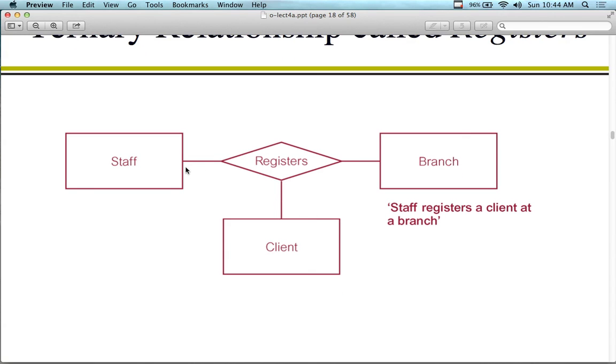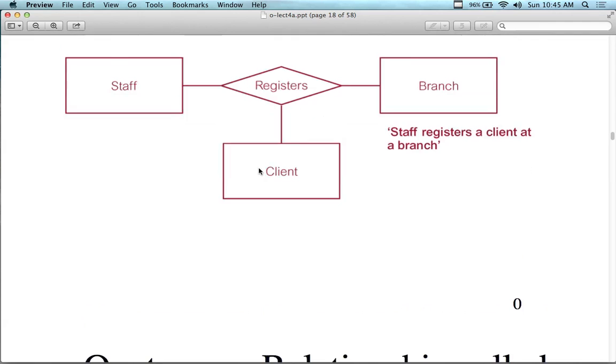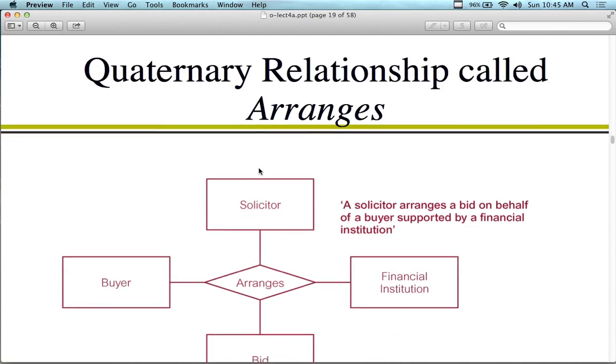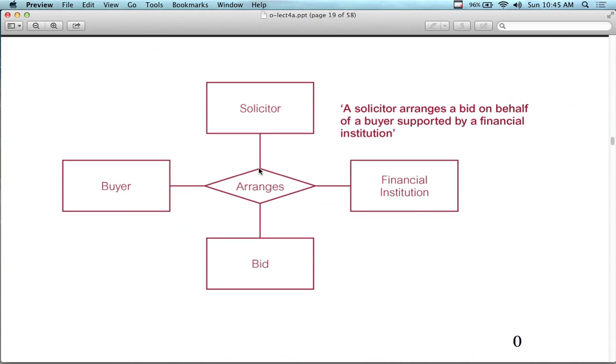I'm thinking that we read left to right. This relationship holds true. It should also hold true in the other directions as well. And here's our 4. This is about as much as we're going to put into a diagram. So, a solicitor who arranges a bid on behalf of a buyer that's supported by a financial institution.